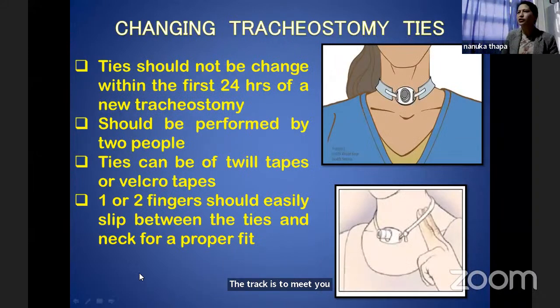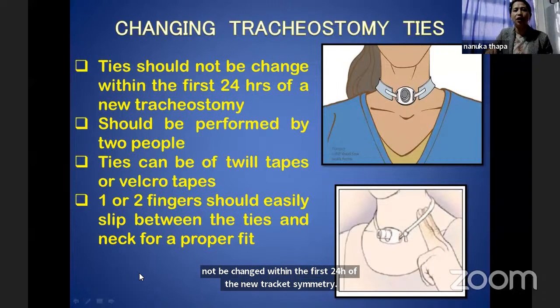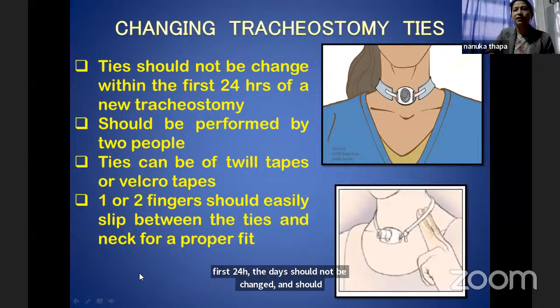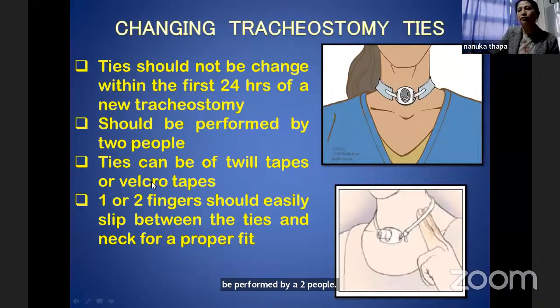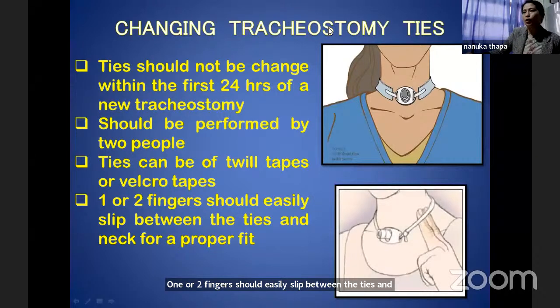Then changing of tracheostomy ties. Ties should not be changed within the first 24 hours of the new tracheostomy tube. So whenever a patient has a new tracheostomy, within the first 24 hours, the ties should not be changed, and it should be performed by two people. And the ties should be a twill tape or a Velcro tape. And one or two fingers should easily slip between the ties and the neck for proper fit. So why do we need that?